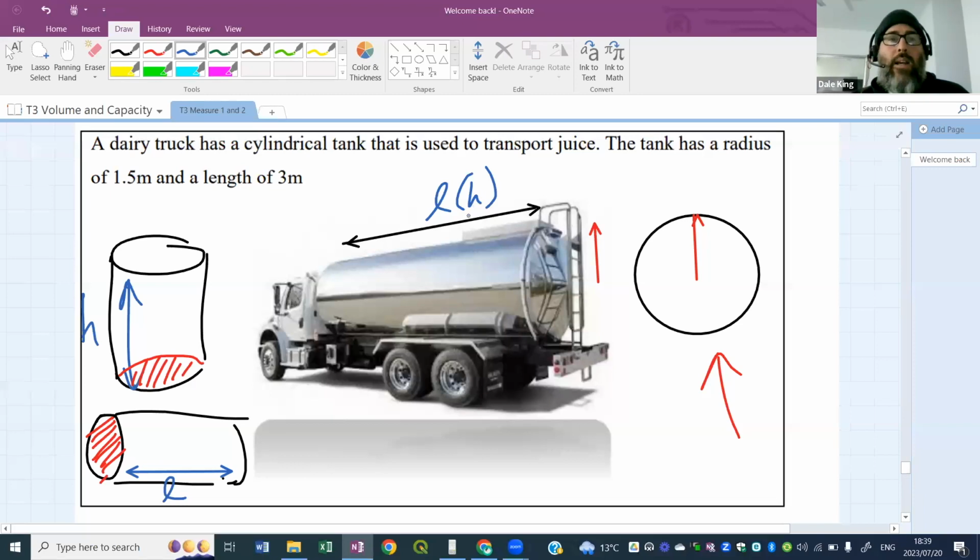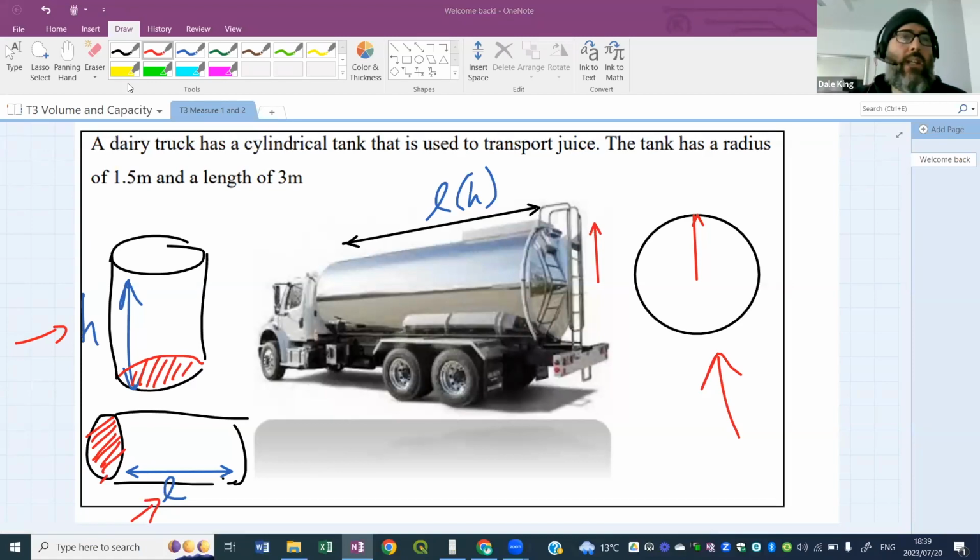I'll put it in brackets there, height. It's the same thing. They've just moved the cylinder over onto its side. So the H that we have here, instead of calling it height, they've called it length. It's the same dimension.